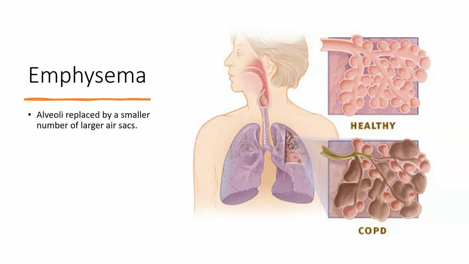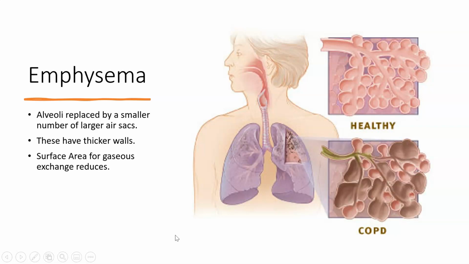Emphysema then. Now, during emphysema, the alveoli are replaced by a smaller number of larger air sacs. Just have a look over on the right-hand side there. You've got a healthy alveolus, and you see at the bottom there is a joining, like the alveoli merge together as such. So you get these larger air sacs. The air sacs then also develop thicker walls.